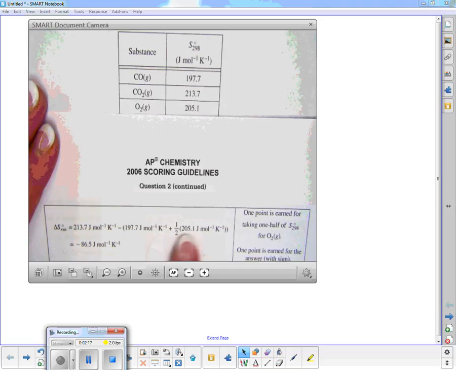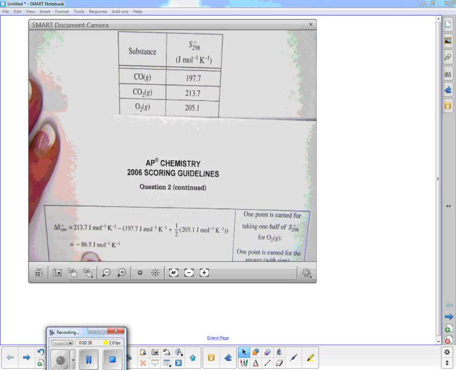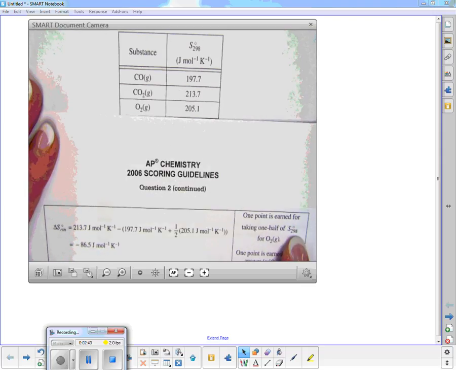So I'm timesing it by the moles, and that mole should drop out, and this should just be interesting, they kept the moles. Should be minus 86.5 joules per degree Kelvin, because we've already got the moles. But they're doing it per 1 mole of the CO2 being formed. So that's why the mole got kept in there. So 1 point is earned for taking 1/2 of the O2, and 1 point is earned for the correct answer with sign. So if we're looking at this, what does this tell me right now?